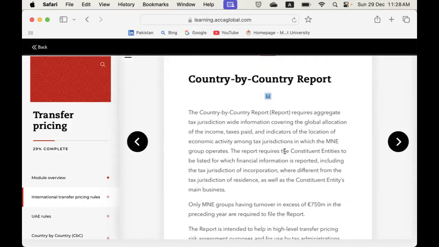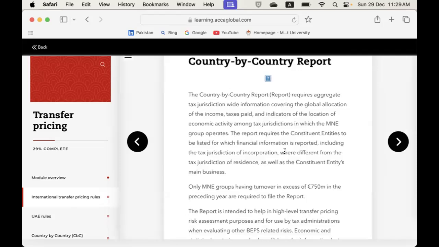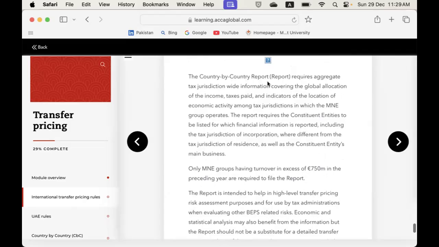Now, two types we read, master file and local file. A third transfer pricing documentation is called country by country report, which the UAE adopted some time ago. So, the CBCR or country by country report requires aggregate tax jurisdiction wide information covering the global allocation of the income, taxes paid, and indicators of the location of economic activity among tax jurisdictions in which the multinational entity group operates. Each country may have a slightly different format.